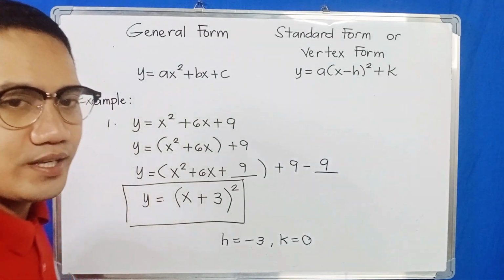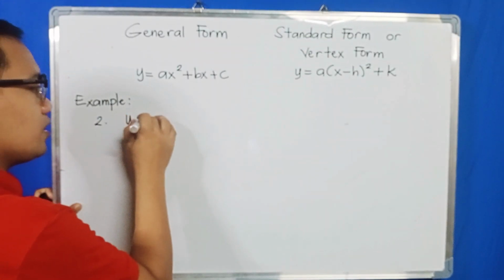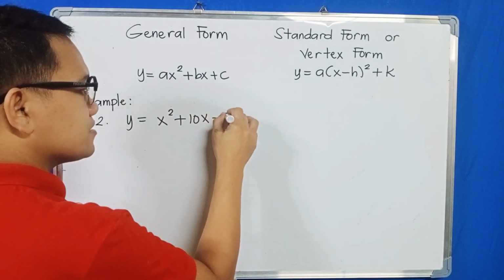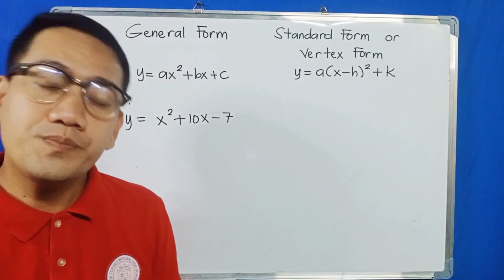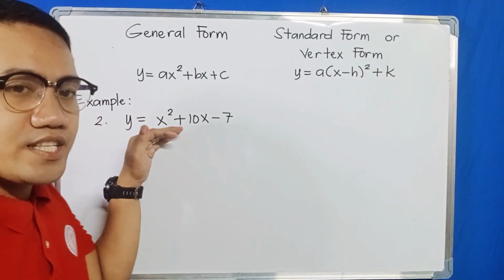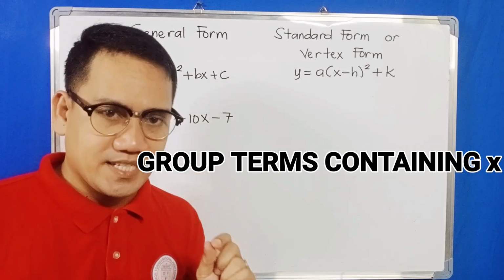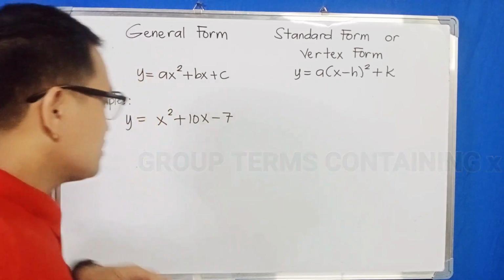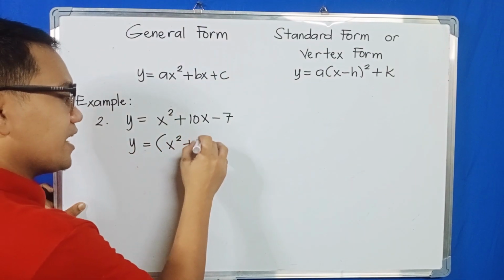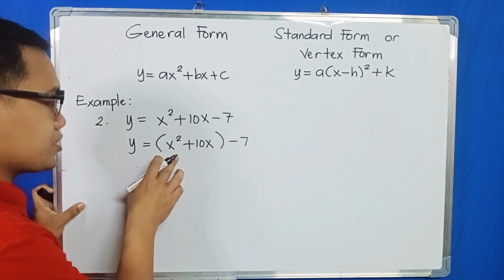Let's try to have another example. Supposing our given is y equals x squared plus 10x minus 7. So what would be the vertex form of this quadratic function? Again, to write this into vertex form, all we need to do is to group the terms containing x. That would be our first step. So we will have y equals the quantity x squared plus 10x. Then write negative 7 outside the parentheses.